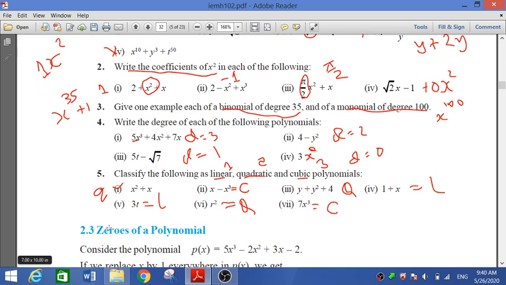Now you will see that in this question the variable is x, variable is y, variable is t, variable is r. Maybe possible variables are different, but degree is important. So here power is 2, so we can say quadratic. Power is 3, we can say cubic. Power is 2, quadratic. Power is 1, linear. Power is 1, linear. Power is 2, quadratic. Power is 3, cubic.